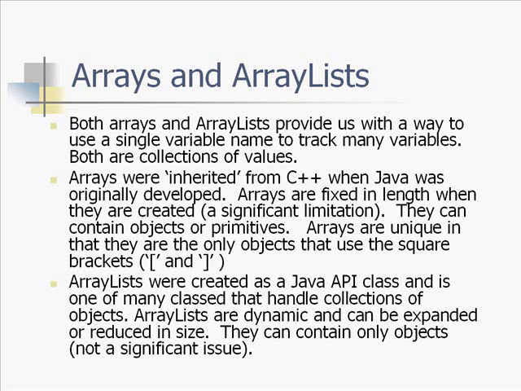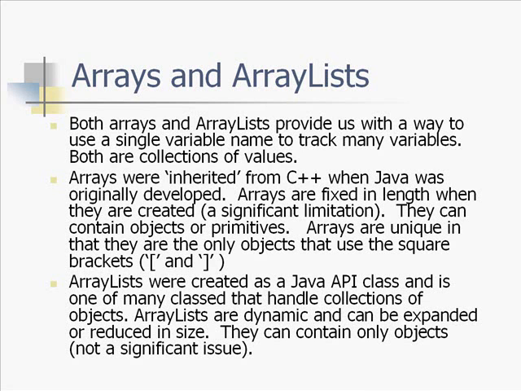and we see that array lists don't have that particular limitation. Arrays can hold a collection of either objects or primitives, whereas array lists can only contain objects. That's not a big deal. And arrays are also unique in that that's the only place you're going to see the square bracket notation, the left and right square brackets.